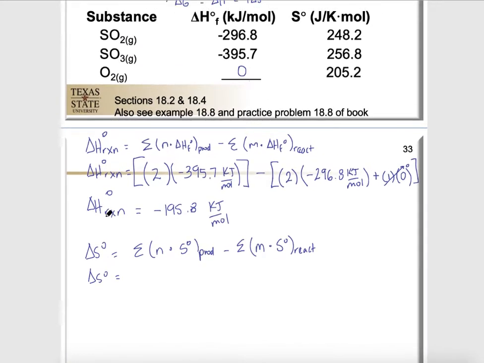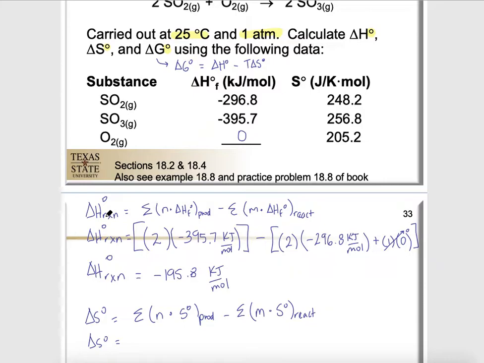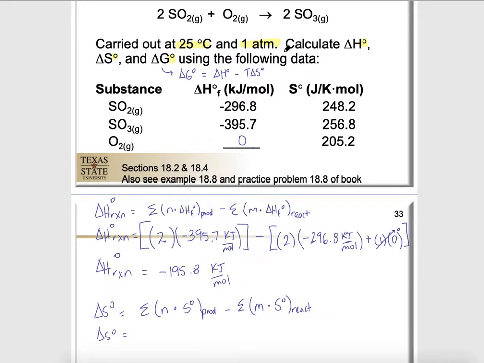And let me minimize this a little bit so that hopefully we can see everything. All right, so notice that we have SO3 as our product and the coefficient is a 2. And I'm going to go ahead and use my brackets, and I'm going to multiply it by the entropy at standard conditions for that SO3, which is 256.8. And the units in this case are joules per mole Kelvin. I'm going to put mole Kelvin because that's what I usually use. That's the same thing. It doesn't matter if you do mole Kelvin or Kelvin mole. They're both multiplied by one another. The order doesn't matter. Since I don't have any more products, I went ahead and closed the bracket.